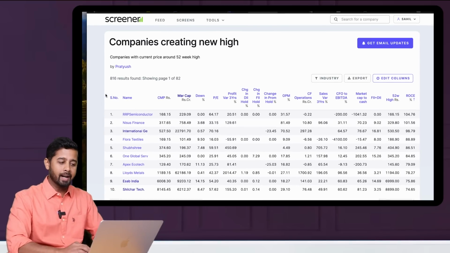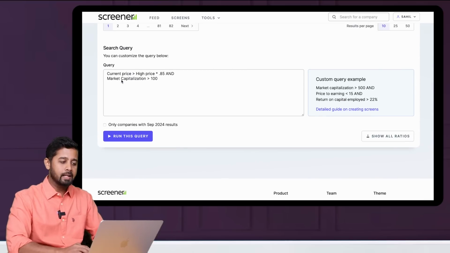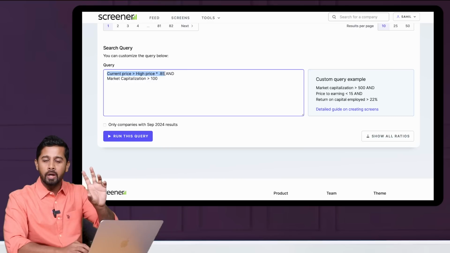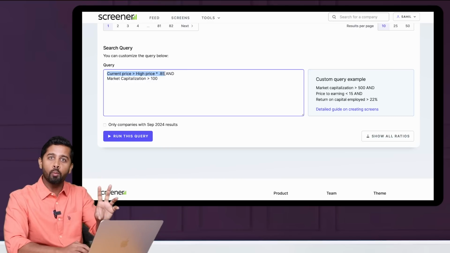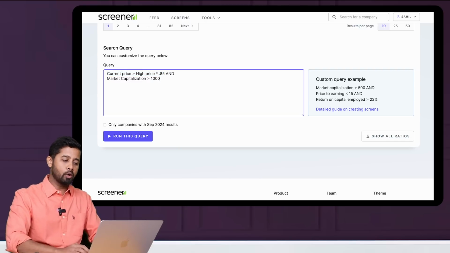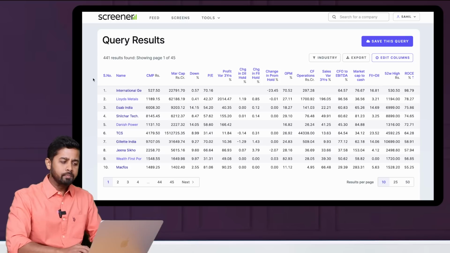So you've got 816 results. Obviously that's a long list. Here the criteria they've used is current price should be more than the high price into 0.85. So basically the stock should not fall more than 15%. Okay, and market cap they've used more than 100. Maybe you can run more than 1000, and that way you are left with 441 results.